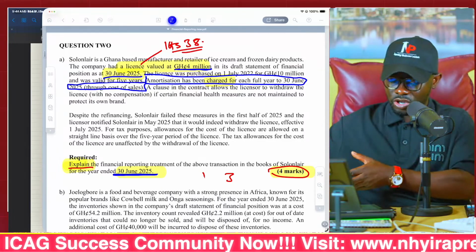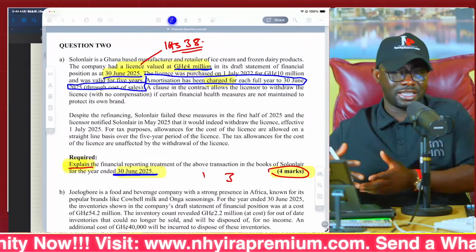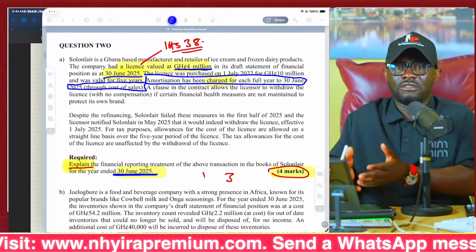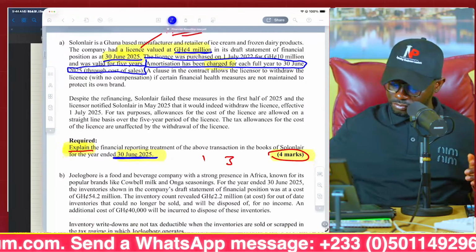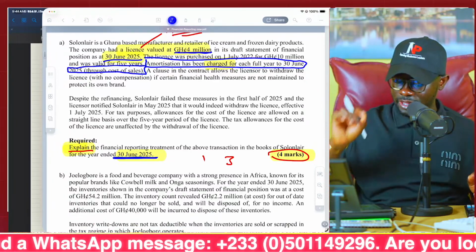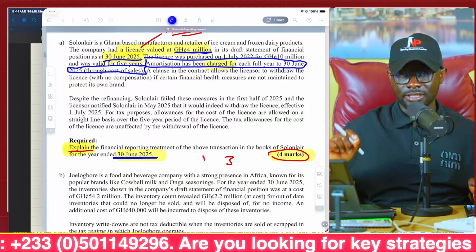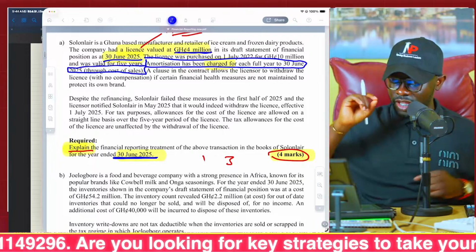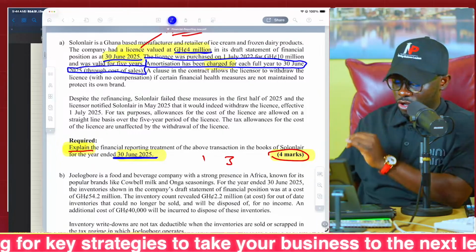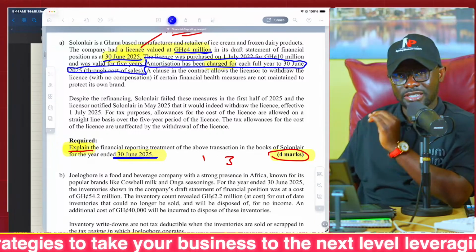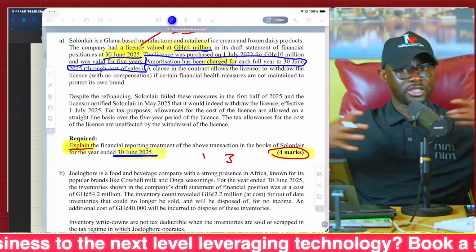Once you are given the carrying amount at the end of the year, you should know that amortization has been charged already. If not, we wouldn't have had the carrying amount at the end of the year. A clause in the contract allowed the licensor to withdraw the license with no compensation if certain financial health measures are not maintained to protect its own brand. So that's the first paragraph.